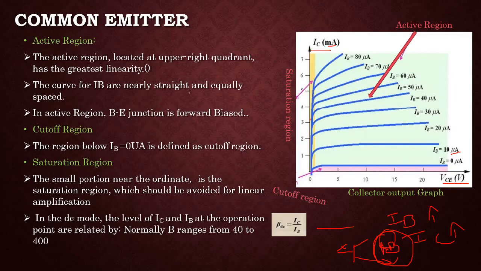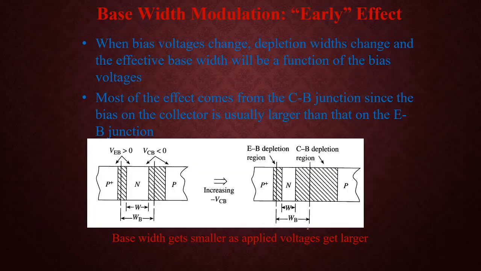In the common emitter configuration, the gain goes by beta. So efficiency is nothing but output current divided by input current. The output current is IC and the input current is IB. So the efficiency of the common emitter is the beta value. The beta will be equal to IC by IB.